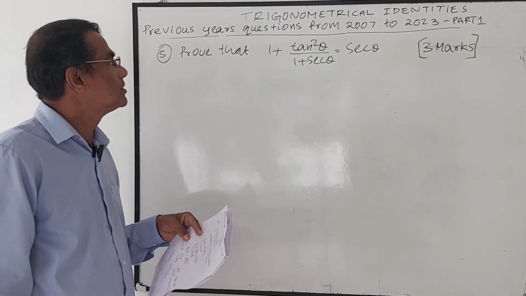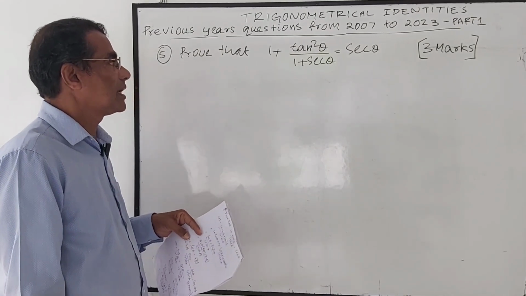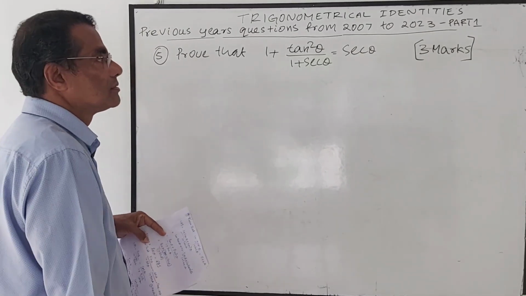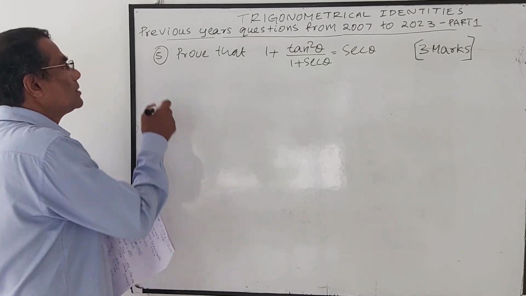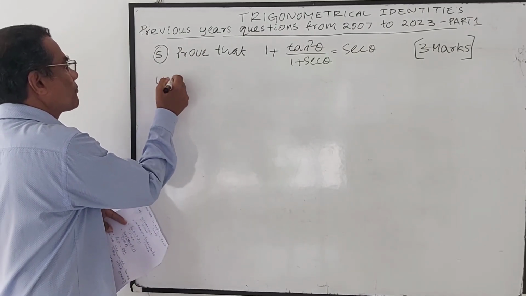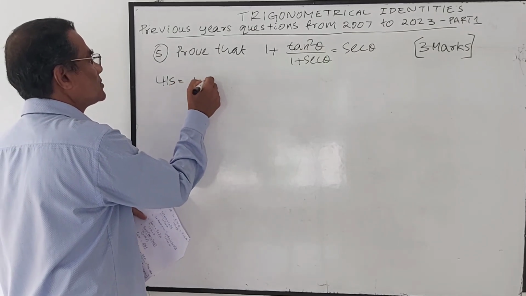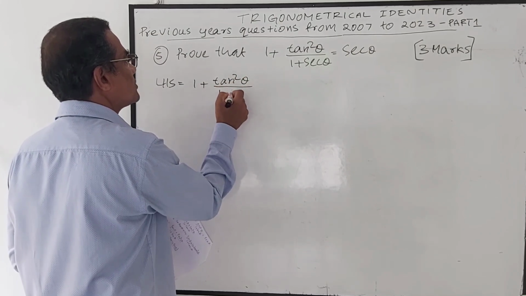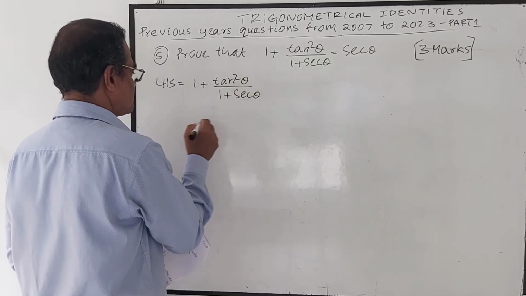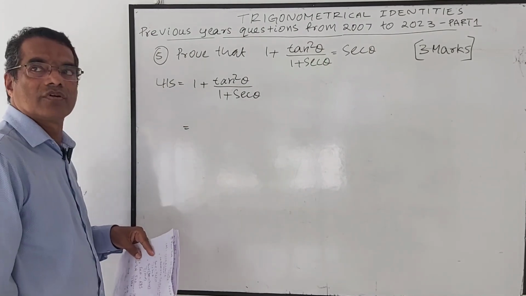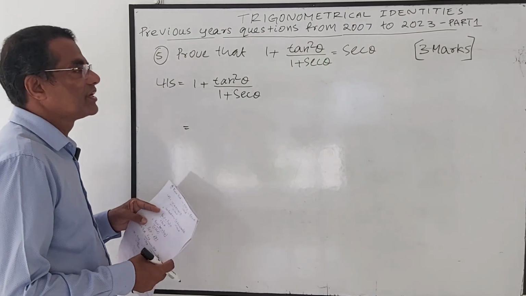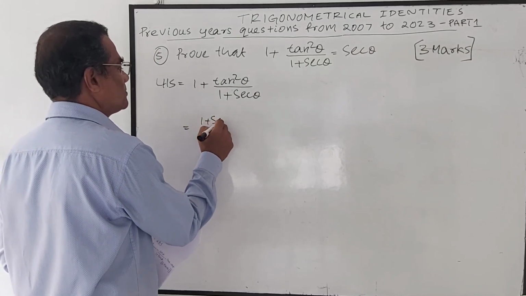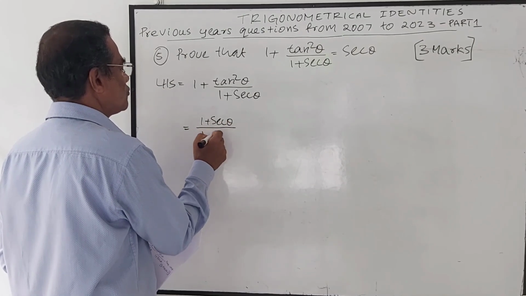The fifth question, prove that 1 plus tan square theta by 1 plus sec theta equal to sec theta. This is a 3 marks question. Left hand side equal to 1 plus tan square theta by 1 plus sec theta. So for simplification, instead of 1 I am writing 1 plus sec theta divided by 1 plus sec theta.